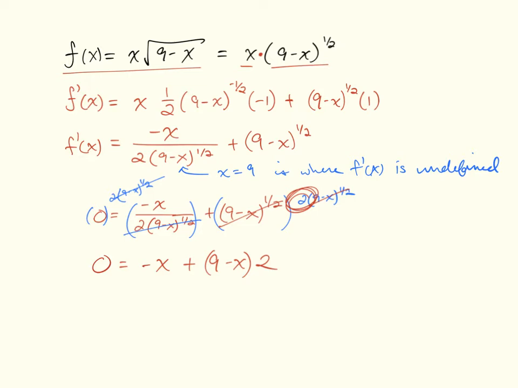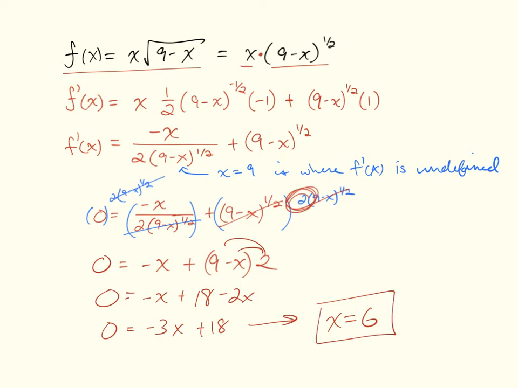When you solve this for x, distributing the 2, -x plus 18 minus 2x equals 0. You can combine the x's to -3x plus 18 equals 0. And when you finally go through and solve for x, you'll get x equals 6. And this is where f prime of x equals 0. So we have two critical values, x equals 6 and x equals 9, to consider for relative extrema.